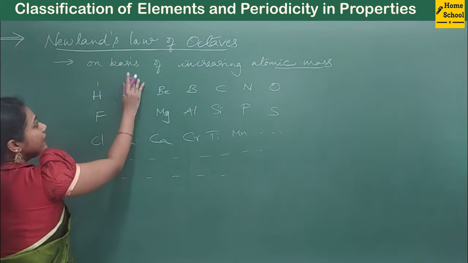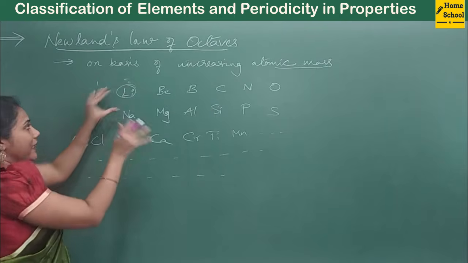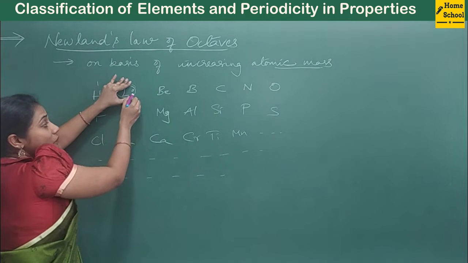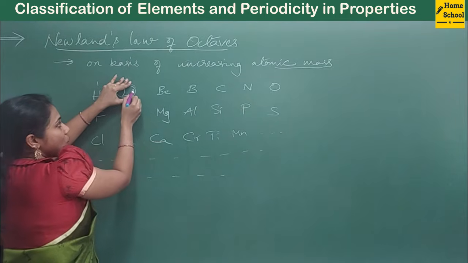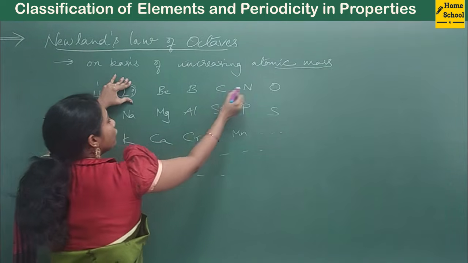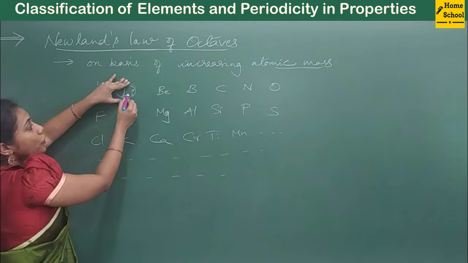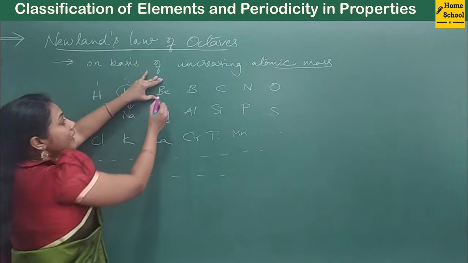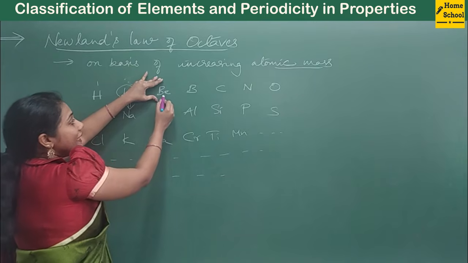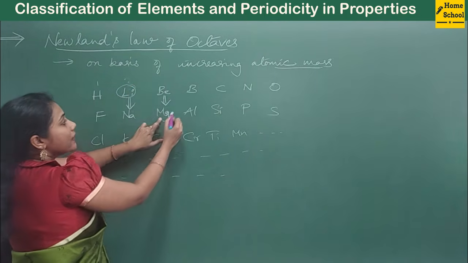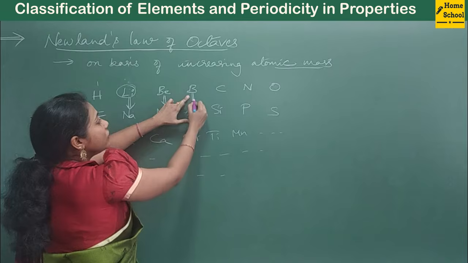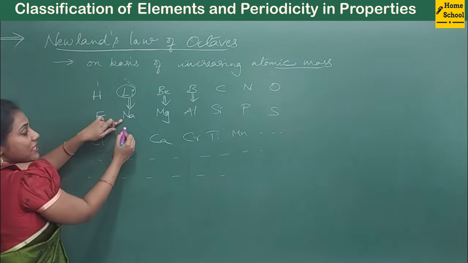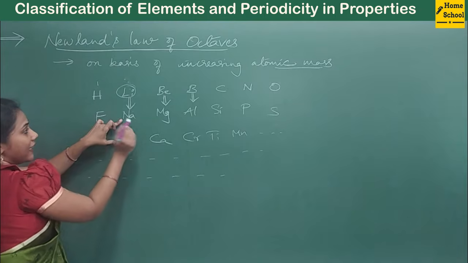If you consider lithium as the first element, then with respect to lithium, if this is 1, 2, 3, 4, 5, 6, 7, 8, sodium is the 8th element. Like that, with respect to beryllium, the 8th element is magnesium. With respect to boron, the 8th element is aluminium. With respect to sodium, the 8th element is potassium, right?